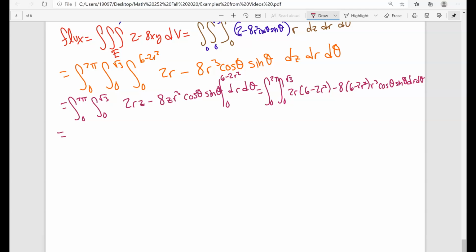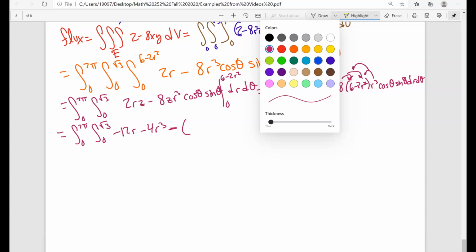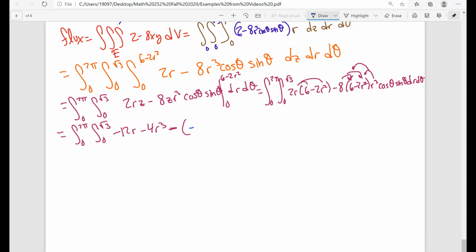So I'm going to FOIL a couple of things out. And what I'm going to get is the integral from 0 to 2 pi, integral from 0 to square root of 3. So you're going to get this, this guy. You're going to get negative 12r minus 4r cubed. I'm going to distribute just the 8 and the r cubed. So I'm going to leave the negative on the outside. And on the inside, I'm going to FOIL out whatever that was, which is going to be that negative, what is this, 48? Oh, no, positive 48 r cubed. Then a negative 16 r to the 5th.